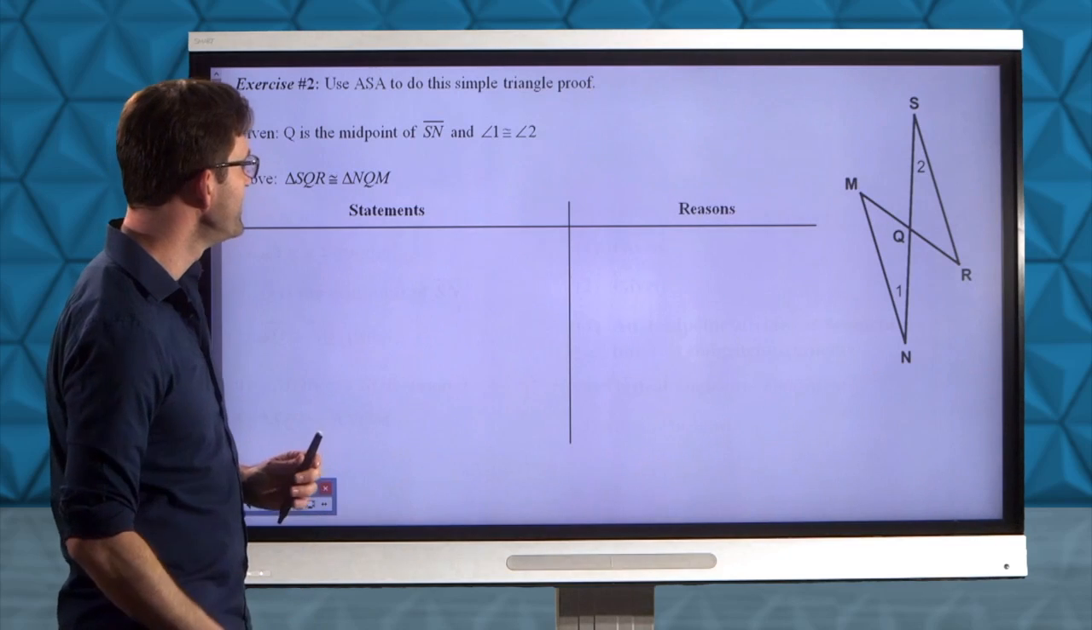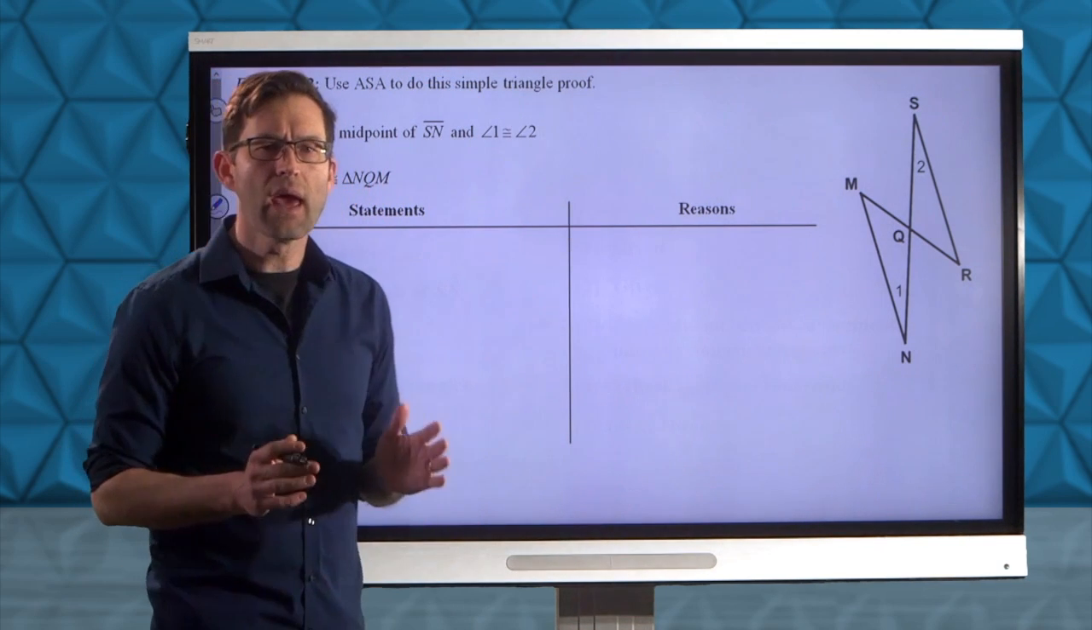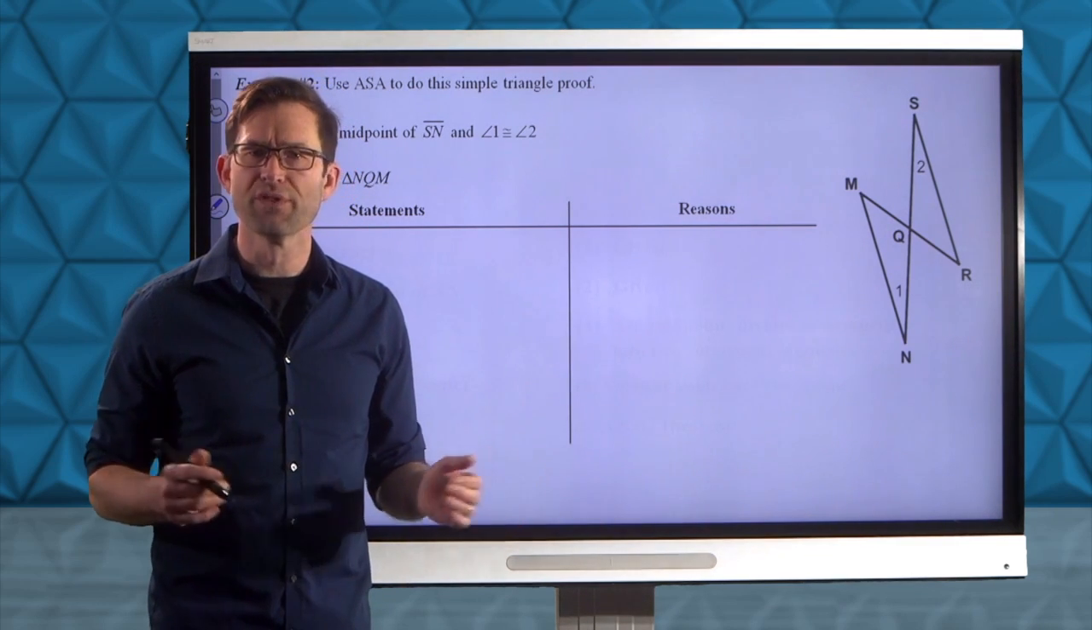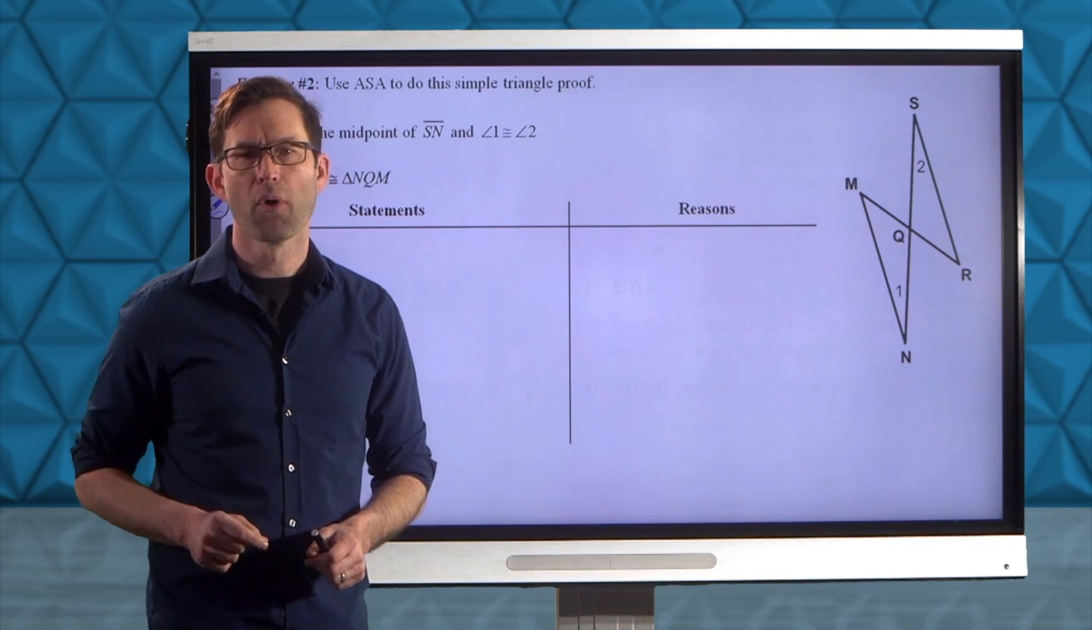All right, exercise number 2. Use angle side angle to do this, quote, simple triangle proof. Given Q is the midpoint of SN, and angle 1 is congruent to angle 2. Now again, we're going to basically diagram how this proof is going to go before we ever put anything down on paper by marking up our givens.